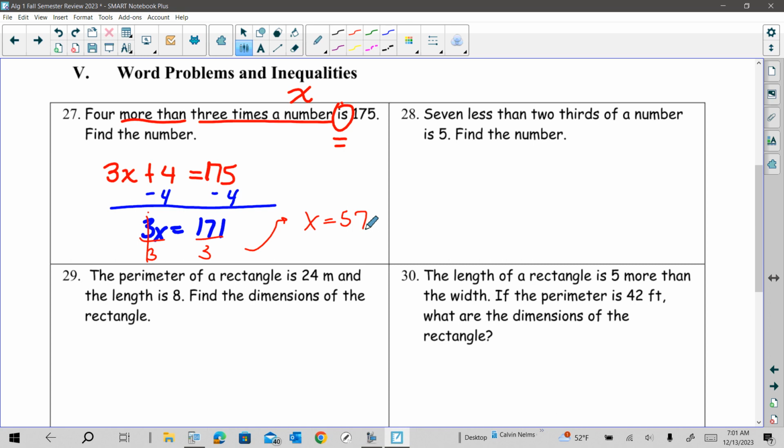So on 28 here, 7 less than is subtraction. We have 2/3 of a number. So 2/3 of a number is like saying 2/3 x. Okay. And then don't forget is 5. So try that one, see if you can get to that answer.